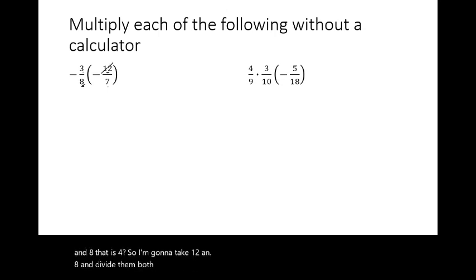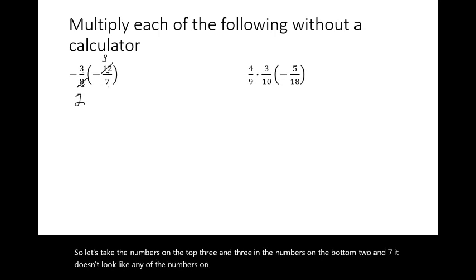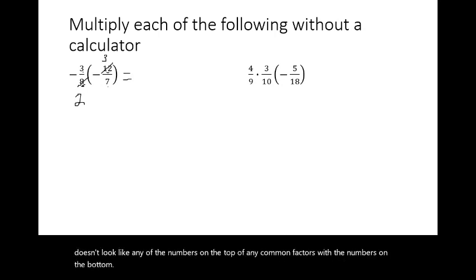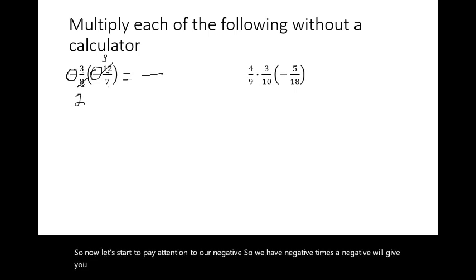So 12 divided by 4 is 3. 8 divided by 4 is 2. So let's take the numbers on the top, 3 and 3, and the numbers on the bottom, 2 and 7. It doesn't look like any of the numbers on the top have any common factors with the numbers on the bottom. So now let's start to pay attention to our negatives. So we have a negative times a negative. A negative times a negative will give you a positive. So then 3 times 3 is 9. And then on the bottom, 2 times 7 is 14.